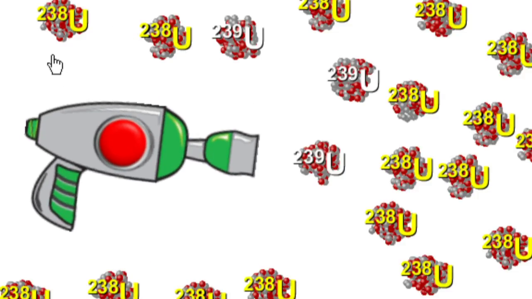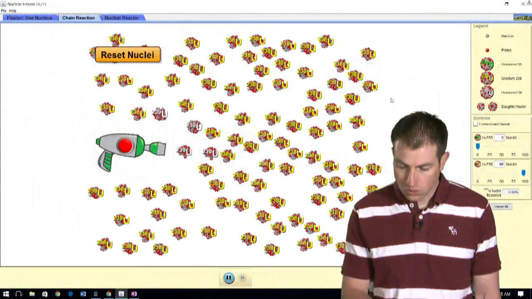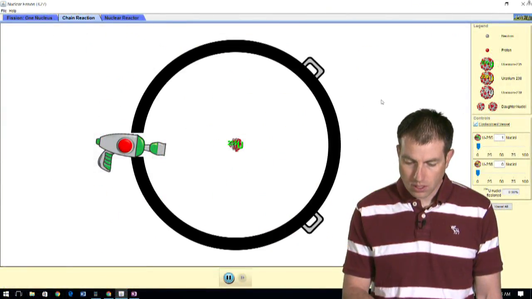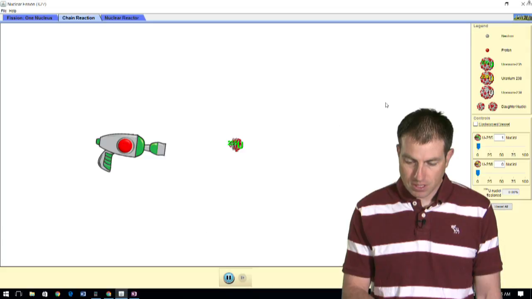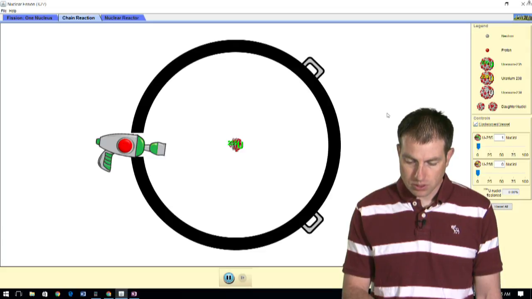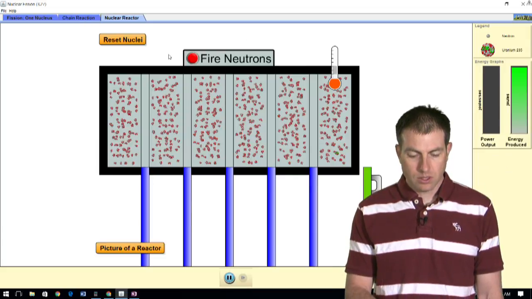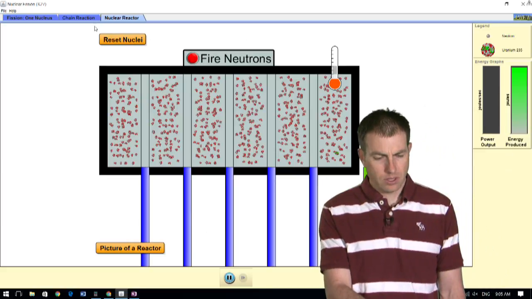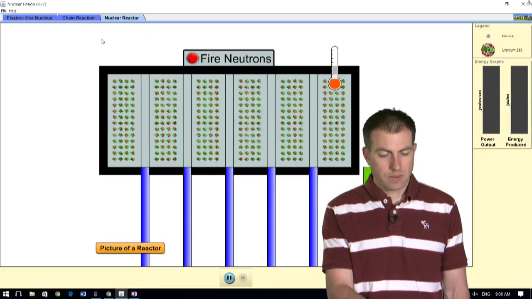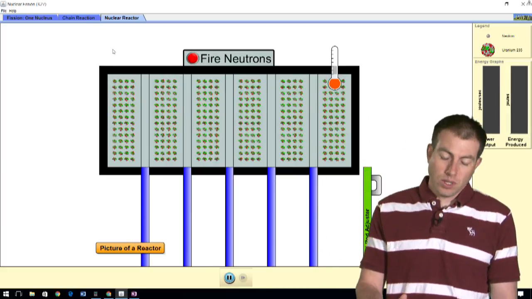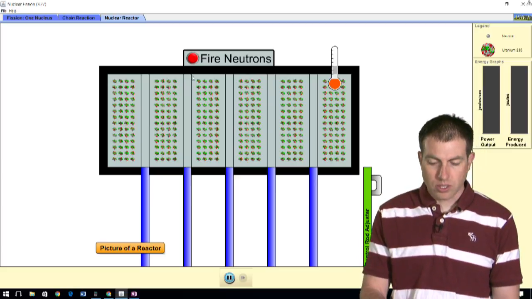I'll skip through that one. So boom, it changes to uranium-239. No fission occurs. It's stable. So yeah, essentially that's how nuclear fission occurs. Now this is supposed to simulate a nuclear reactor.